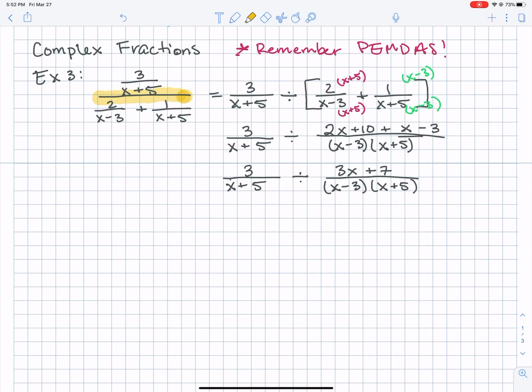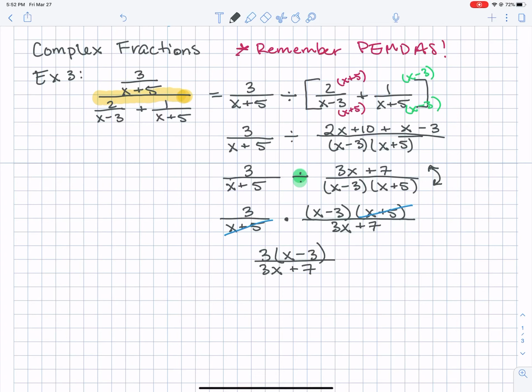Now if we remember from 7.3, this divide sign simply just means that we need to go ahead and change it into multiplication. So 3 over x plus 5 times, now I need to flip these, x minus 3, x plus 5, all over 3x plus 7. We see here that I have an x plus 5, meaning that my final answer is 3 times x minus 3 over 3x plus 7. Now, I got rid of that 5, so I know that x cannot be negative 5.